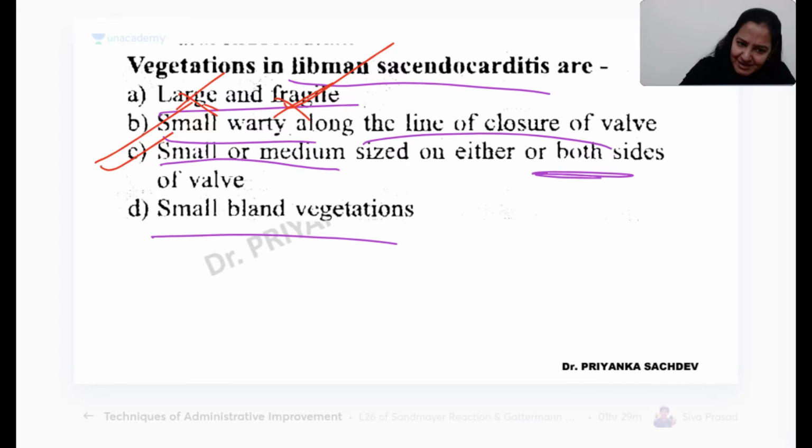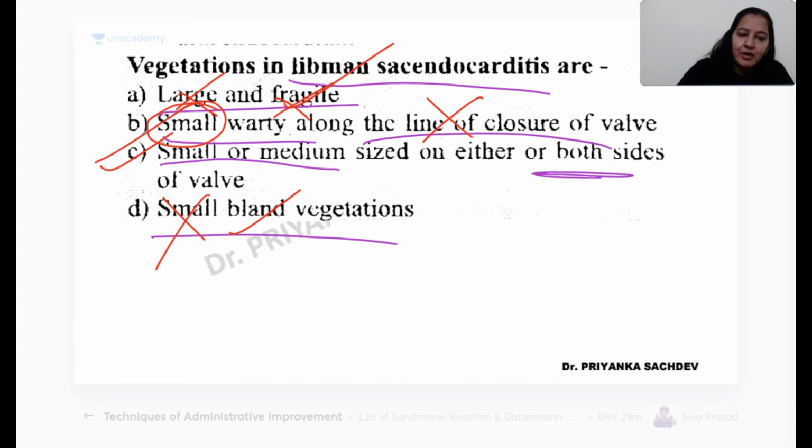Coming to the second option, it can be small, it can be medium or small, but not at the line of closure. It is present over both surfaces. That's why the second option is also incorrect. Fourth one, it is small, bland vegetations. They are bland, agreed, but they are not small. They are medium size. So the fourth option is also incorrect.